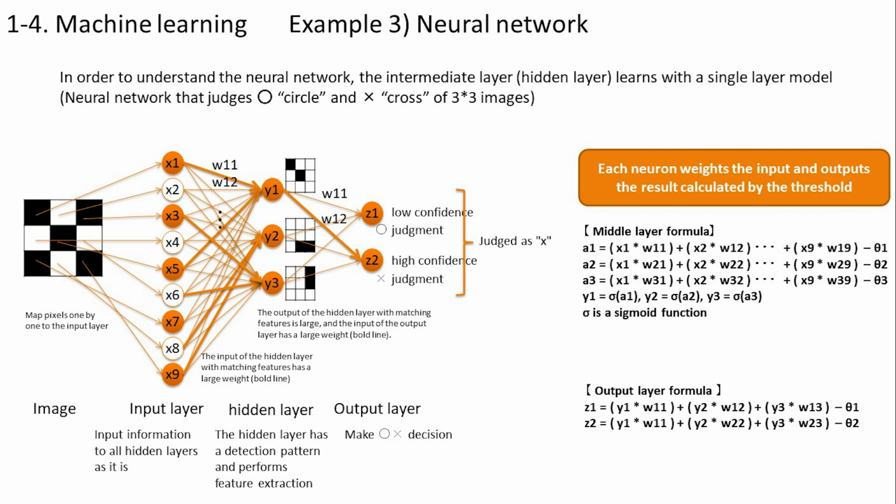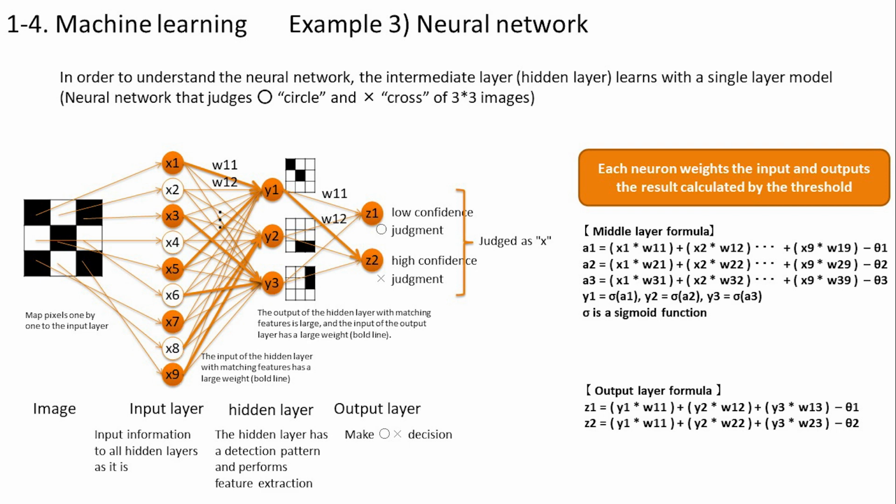In this way, when the X pattern is input, the weight of the intermediate layer that matches the feature increases, and the weight for the neuron determination of the output layer also increases, so X is determined. The expressions output to these neurons are shown on the right. Since these relational expressions are the loss function, the error can be calculated. The weight and threshold parameters are determined so that this error is minimized.